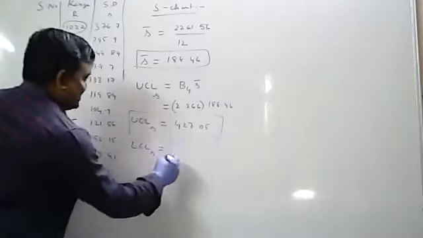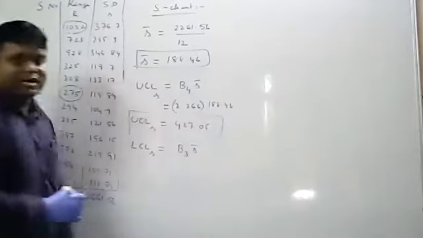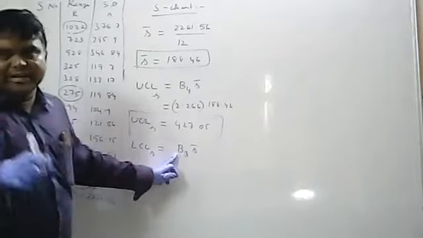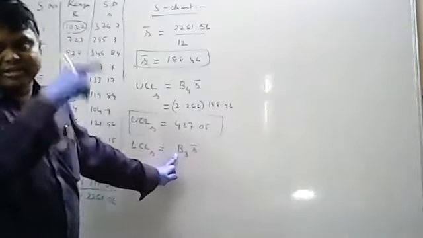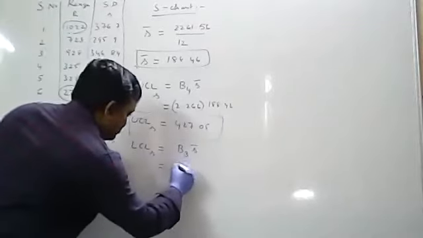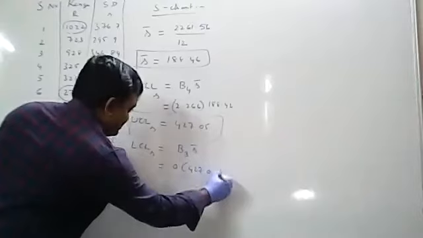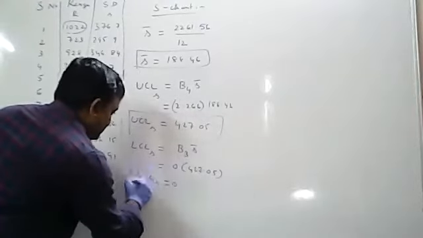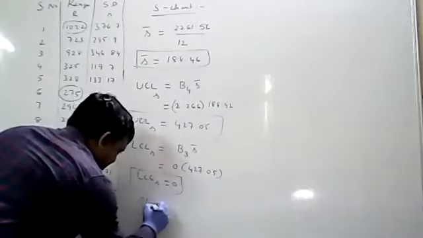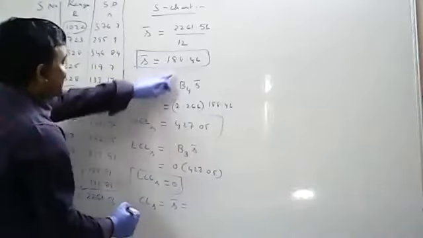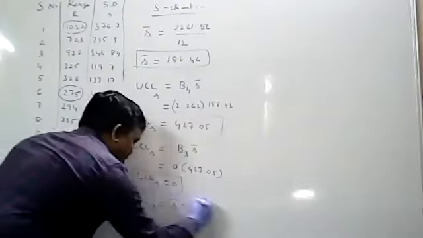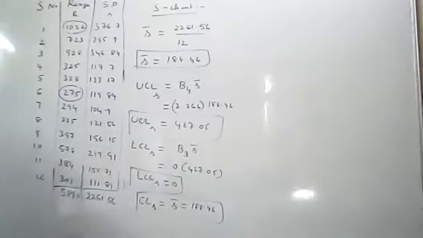Next, you have to calculate LCL_S. The formula is B3 times S bar. Formulas are important; only if you know them can you calculate. For n equal to 4, the B3 value is 0, just like the D3 value in the range chart, which is also 0. So 0 times 427.05 gives LCL_S equal to 0. Last, CL_S equals S bar, which is 188.46. Now I know UCL, LCL, and CL.